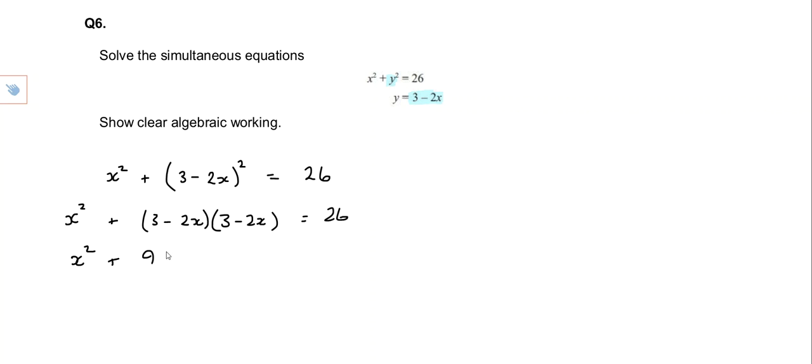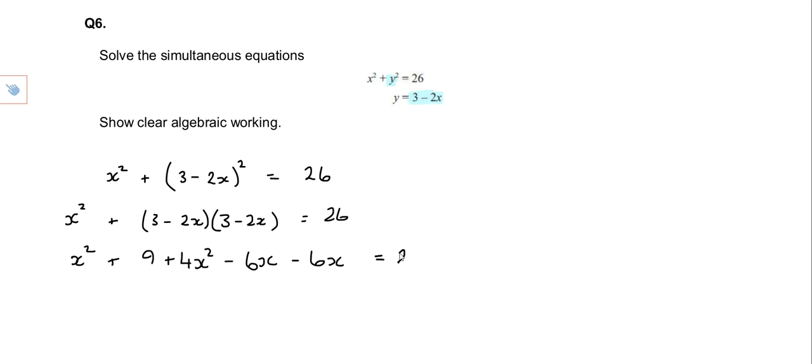subtract 6x. Sorry, x squared plus 9 plus 4x squared, subtract 6x. Isn't it? Or am I wrong? No, you're right. And then minus another 6x. Equals 26. Okay, you're right.